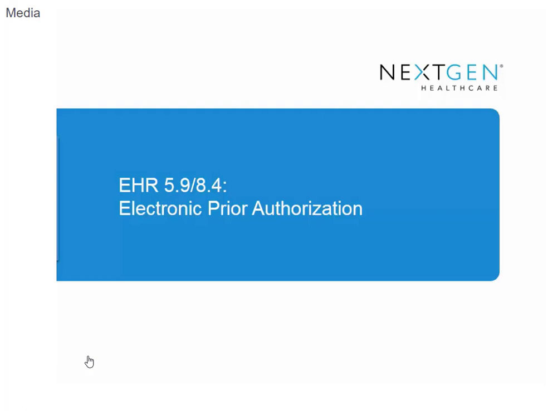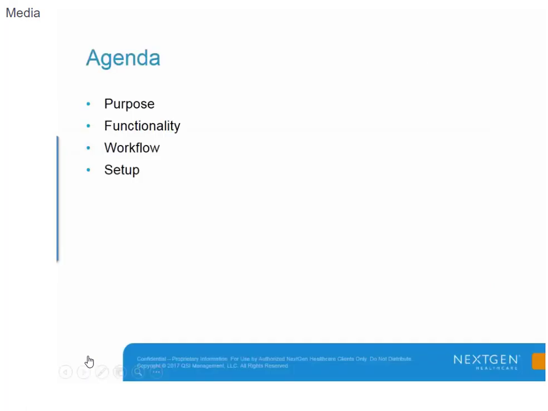This session is going to cover new functionality for electronic prior authorization. During this session, we're going to focus on the following areas. We'll start with the purpose and the functionality of the feature. We will talk a little bit about workflow, and we'll talk about the setup.